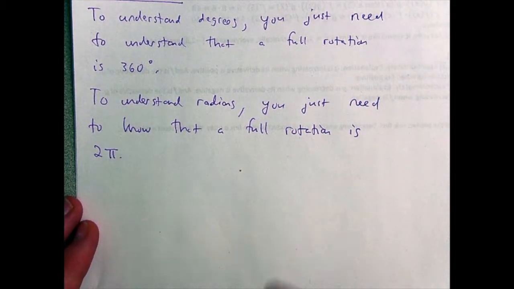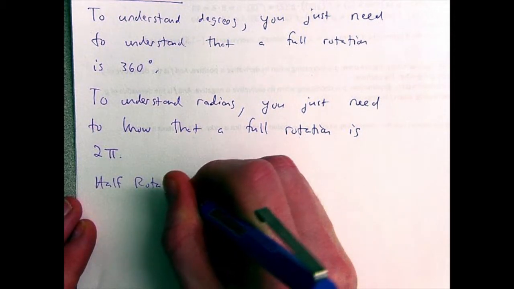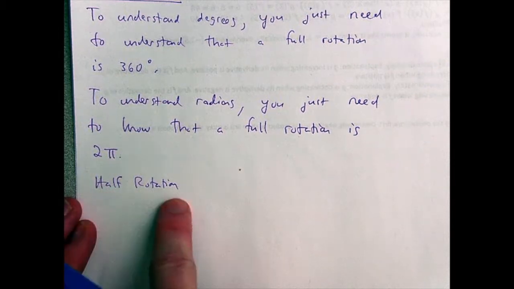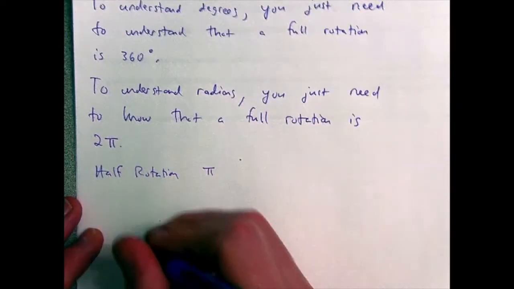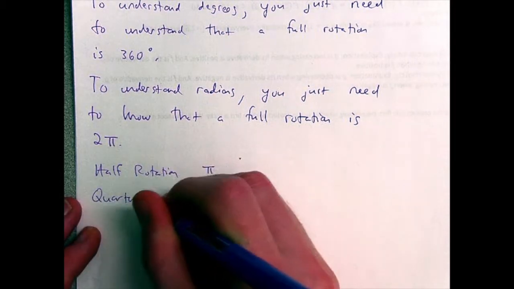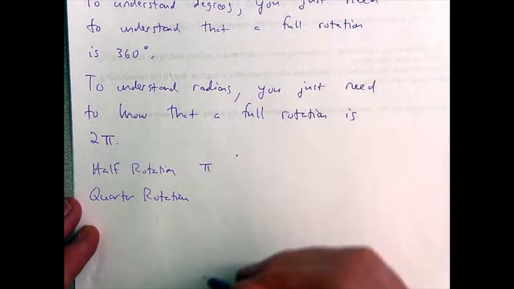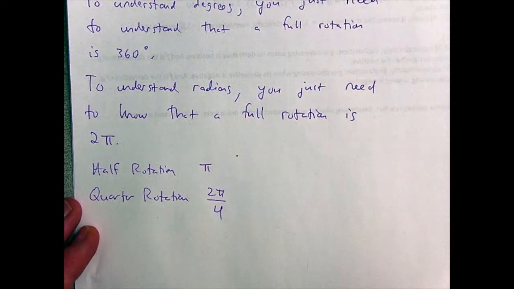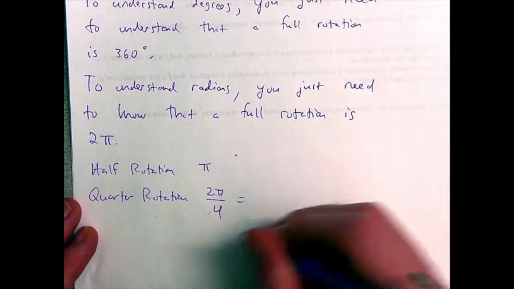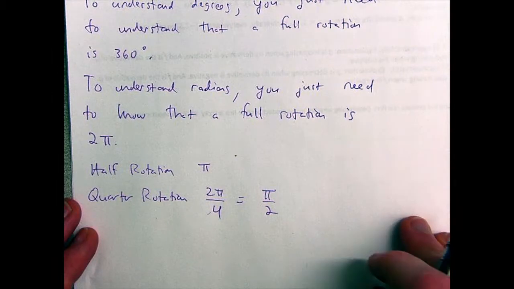So for example, what would be a half rotation in radians? Well, since a full rotation is 2 pi, a half rotation must be half of this, which would be 1 pi, or just pi. What would a quarter rotation be in radians? Well, since a full rotation is 2 pi, a quarter rotation must be a quarter of this, in other words, 2 pi over 4, which reduces to pi over 2. And every other angle that you can think of can be considered in this way.